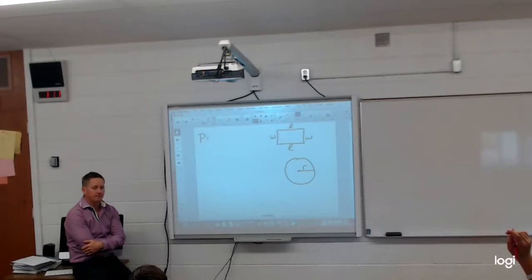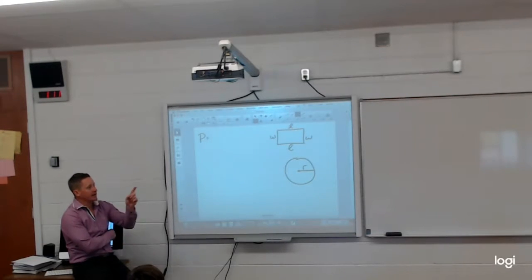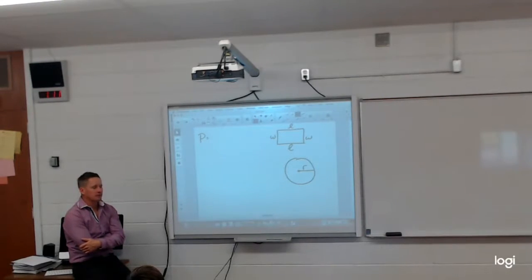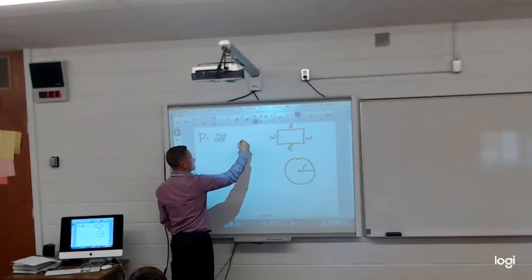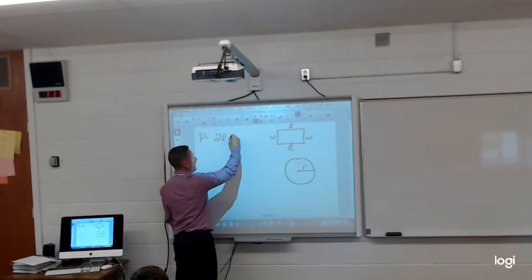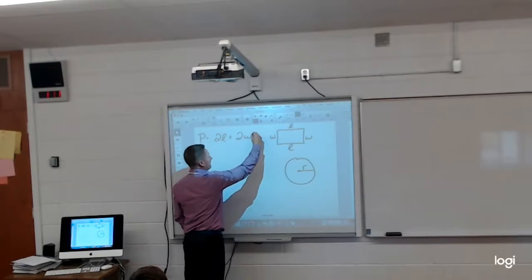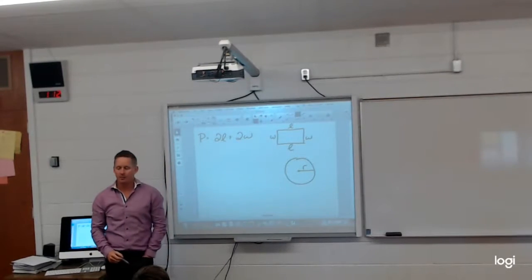If I just have L and W as my side lengths, what does the perimeter equal? L times 2 plus W times 2. Yeah. Okay, so I would have twice the length, because L plus L, add 2W, because I have two widths. That would be the perimeter of that shape, right?